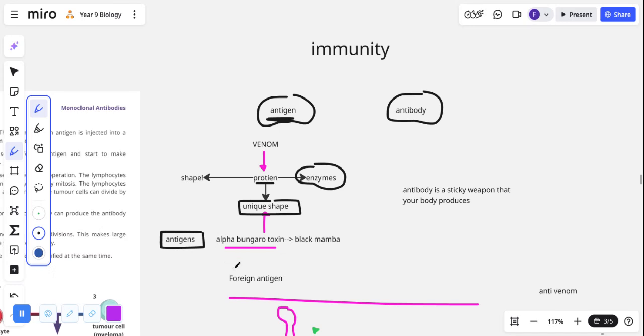If you get an antigen in your system that doesn't belong to you, it can be on a virus, it can be on a bacteria. These are called foreign antigens. However, we're going to keep it simple.